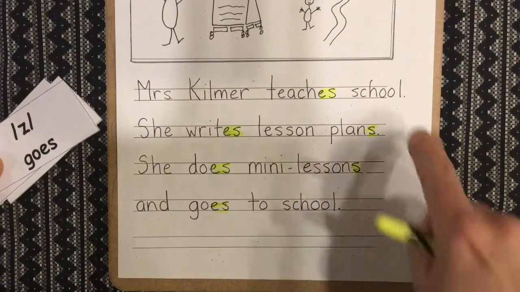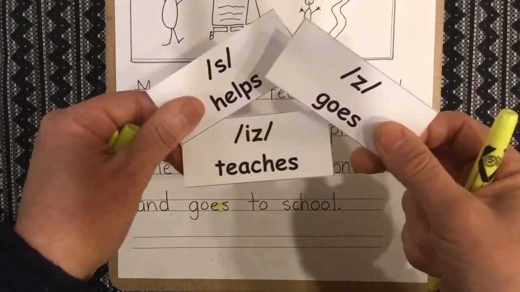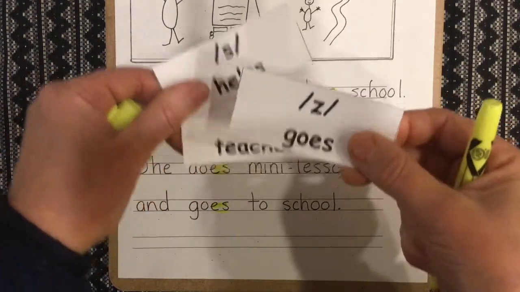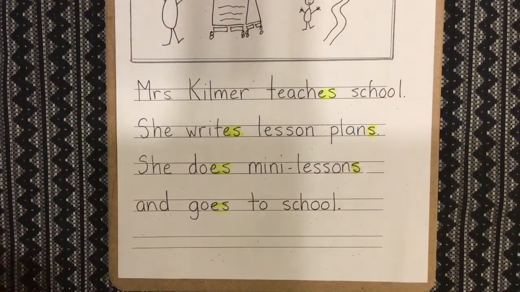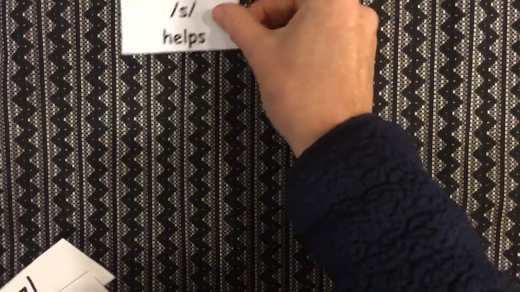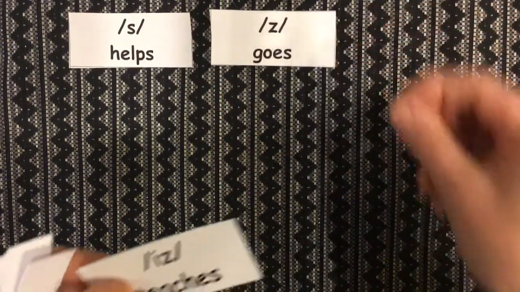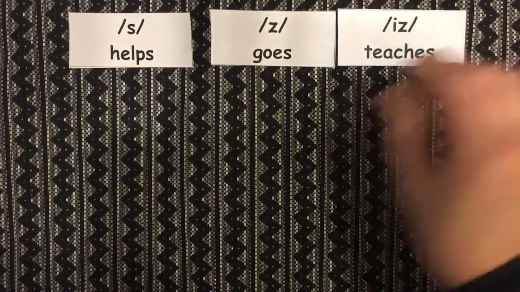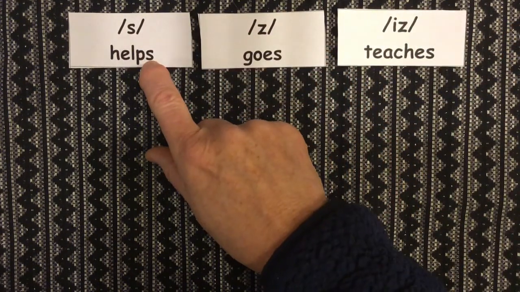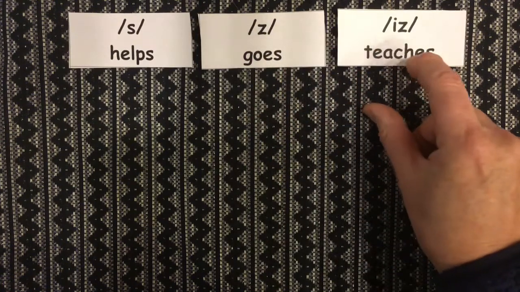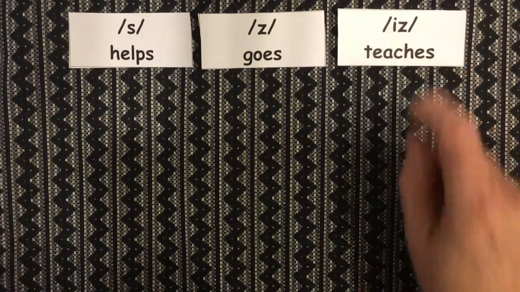Wow, look at all the es and s in that. And sounding all different ways, right? Sounding like s, z, and iz, right? So what we're going to do now is that fun game. Just like we did yesterday, we're going to sort some words. We're going to sort them by, do they sound like s? Do they sound like z? Or do they sound like iz, right? So like this is helps, s, s, goes, teaches, iz, right? Teach, teaches. Okay, here we go.